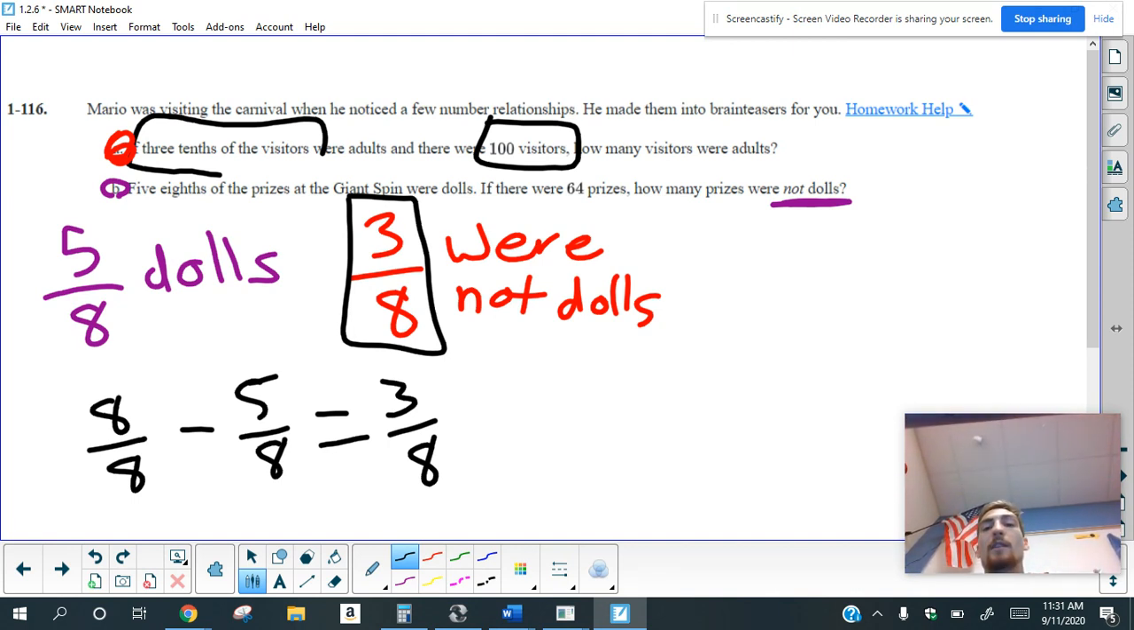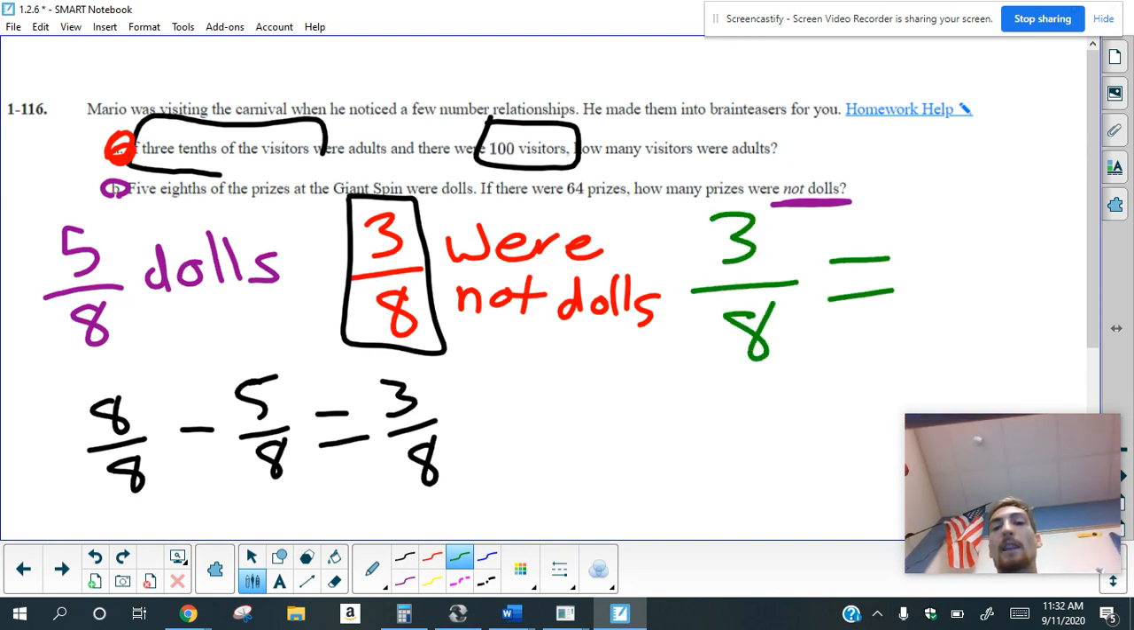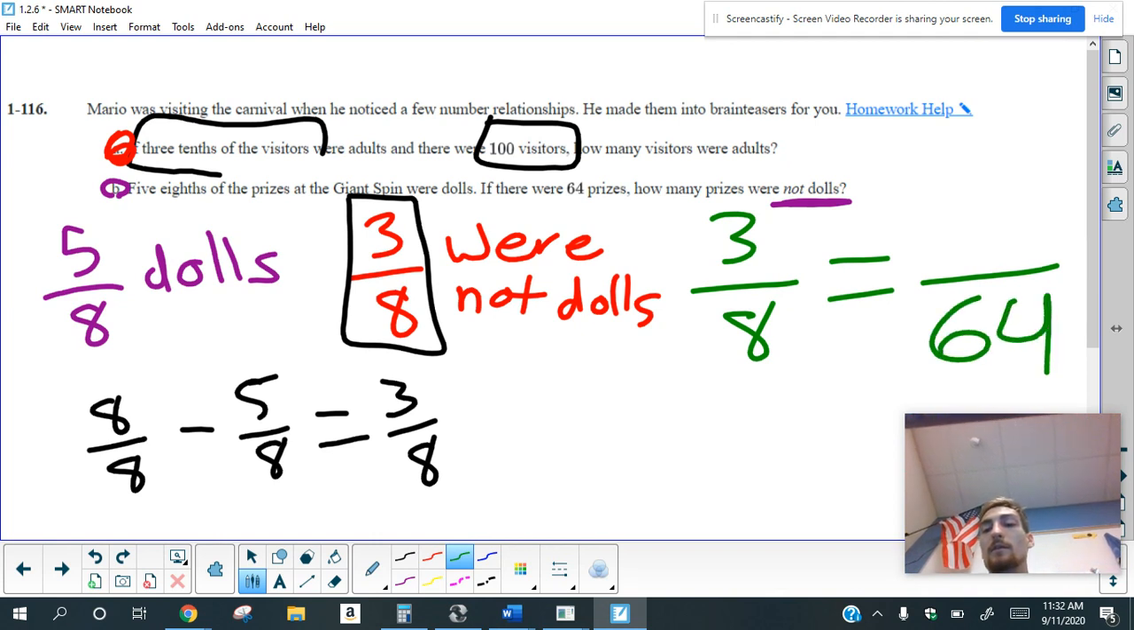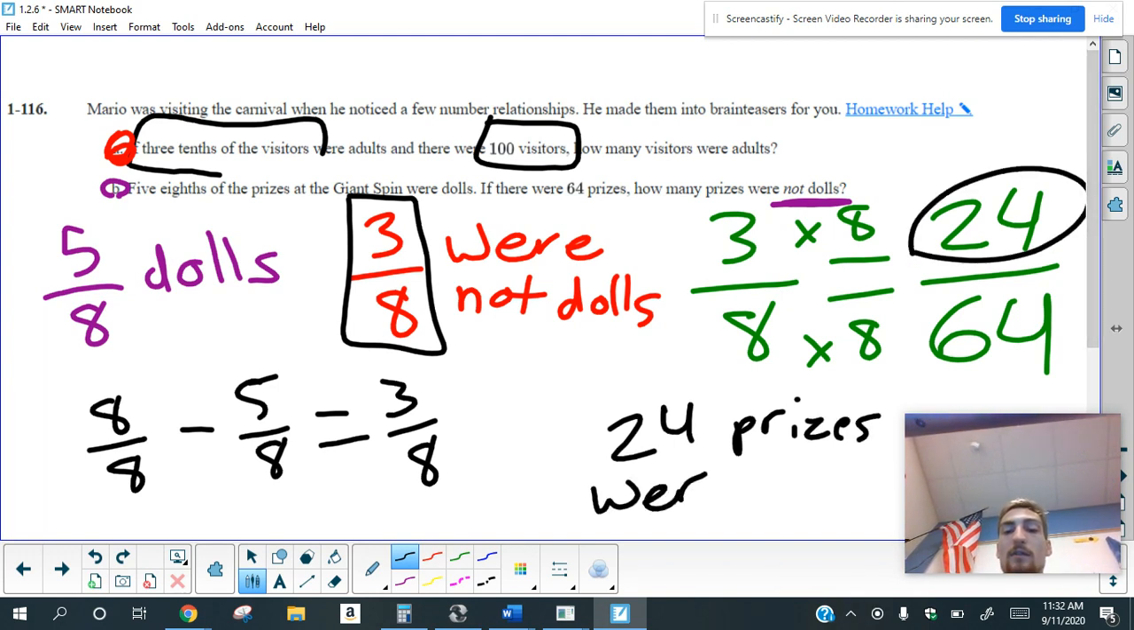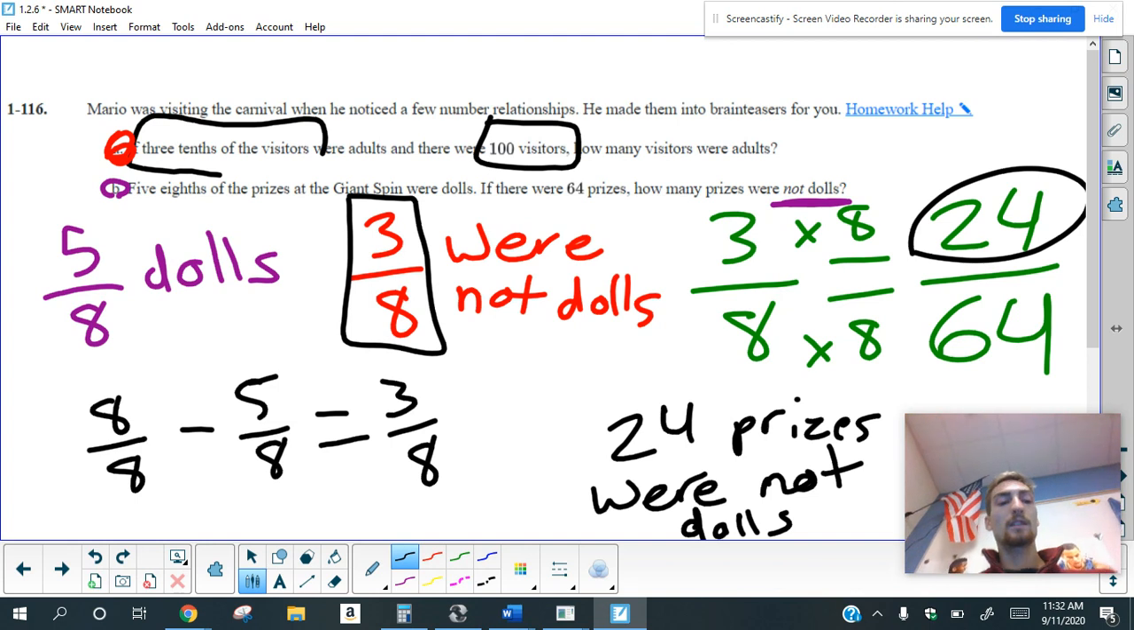Then it says if there were 64 prizes, how many prizes were not dolls? So 3 over 8 is the fraction for not dolls, and now we need to set it equivalent to a fraction over 64. We can get from 8 to 64 by multiplying by 8; you can do 64 divided by 8 to find that. So we multiply our numerator by the same number, 8, and 3 times 8 gives us 24. So our final answer is 24 prizes were not dolls. There it was 2 steps, but still wasn't too bad.